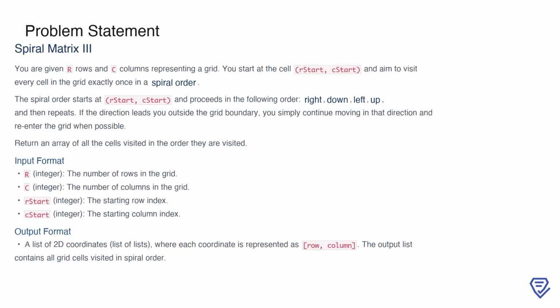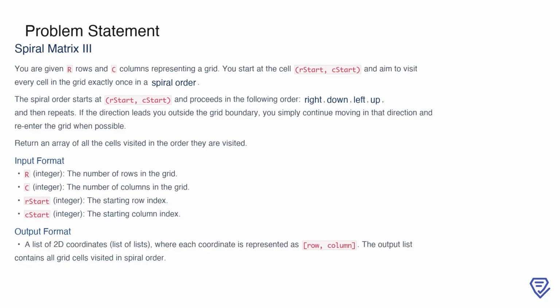In this problem, we are working with a grid that has R rows and C columns. You are given a starting position within the grid, denoted as rstart, cstart, and your goal is to visit every single cell in the grid exactly once. The twist is that the order of traversal must follow a spiral pattern. This spiral begins at the starting position, moving in a fixed sequence, first to the right, then downward, then to the left, then upward, and it keeps repeating this sequence as needed.